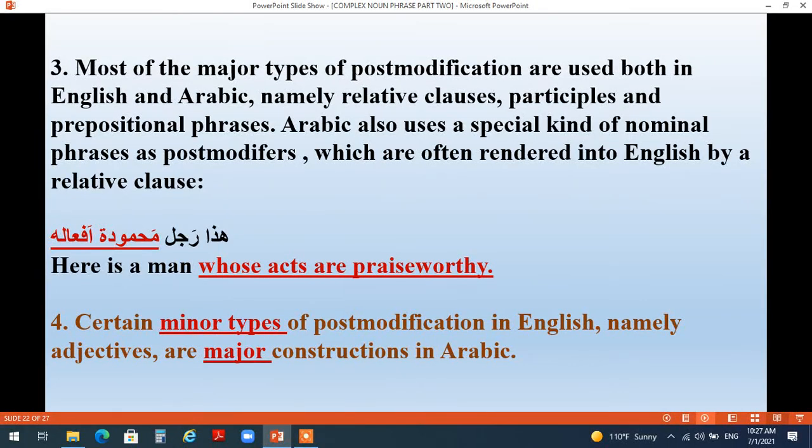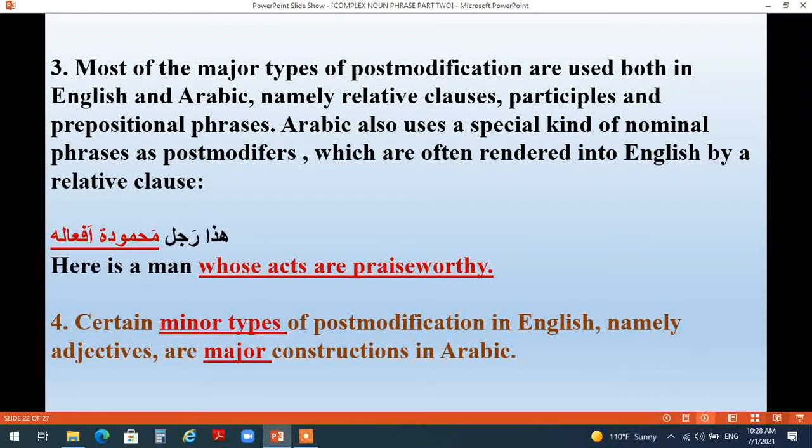Number 3. Most of the major types of post-modification are used both in English and Arabic, namely relative clauses, participles and prepositional phrases. نلاحظ إنه الأنواع الرئيسية من البوست موديفيكيشن اللي درسناها باللغتين، هذا يعني أنها موجودة في اللغتين، اللي هي تشمل relative clauses، participles والprepositional phrases. هذه الأنواع الرئيسية موجودة ومستخدمة على نطاق واسع في كل من الإنجليزية والعربية. إذن هذه نقطة تشابه ما بين اللغتين.